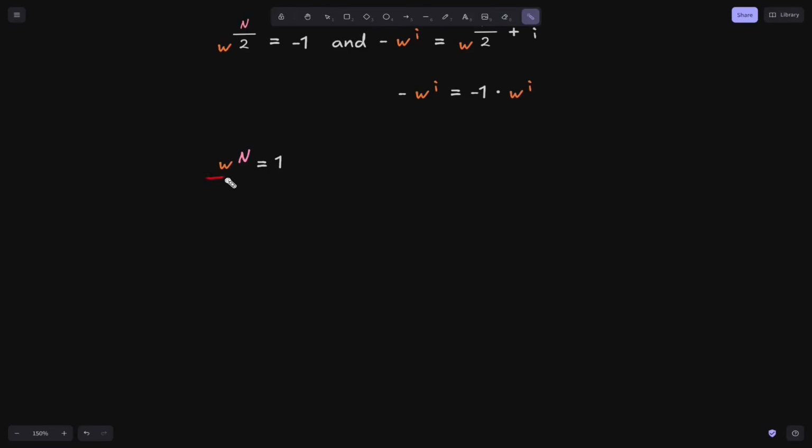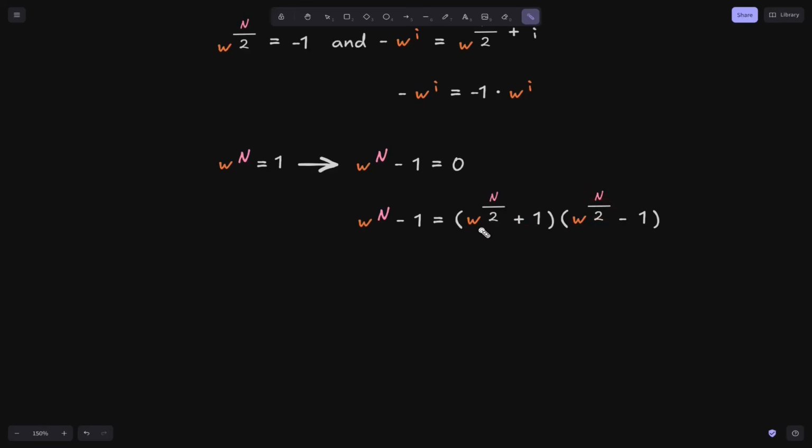Since w is a primitive nth root of unity, w raised to the power of n is equal to 1. We can restate it as w raised to the power of n minus 1 is equal to 0. Since in this condition n is a multiple of 2, we can rewrite w raised to the power of n minus 1 into two parts: w raised to the power of n divided by 2 plus 1 and w raised to the power of n divided by 2 minus 1.